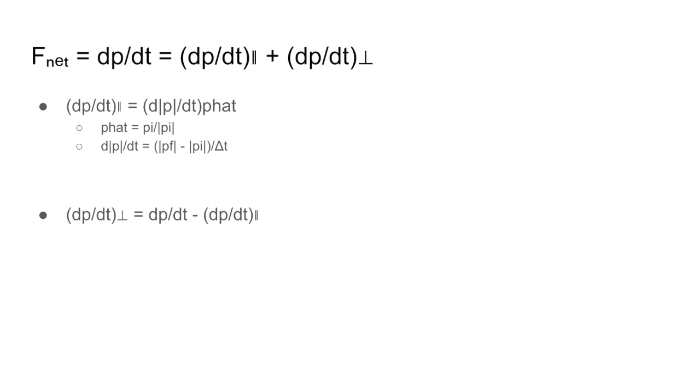In this lab, we found parallel force through the formula d magnitude p over dt times p hat, with p hat equaling p initial over the magnitude of p initial, and d magnitude p over dt equaling the change in the magnitude of momentum over the change in time. With parallel force, we can find perpendicular force with a variation of the net force formula at the top of the page by moving net force over to the same side as parallel force and then solving for the perpendicular.